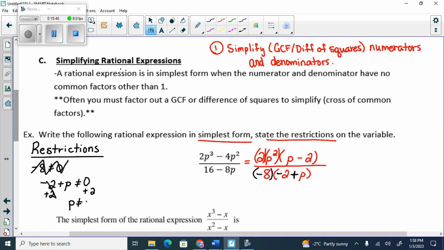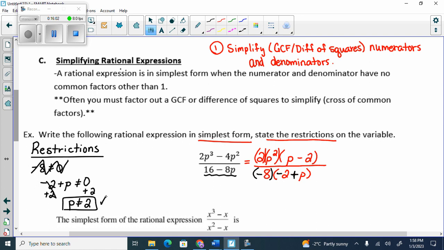Now remember, you can always check your NPVs. If you plug it back in, your denominator should become 0. So if I plug it into here, I'd go 16 minus 8 times 2. 16 minus 16, that's 0. So I know I'm right. I've checked it, and I know my NPVs are right.